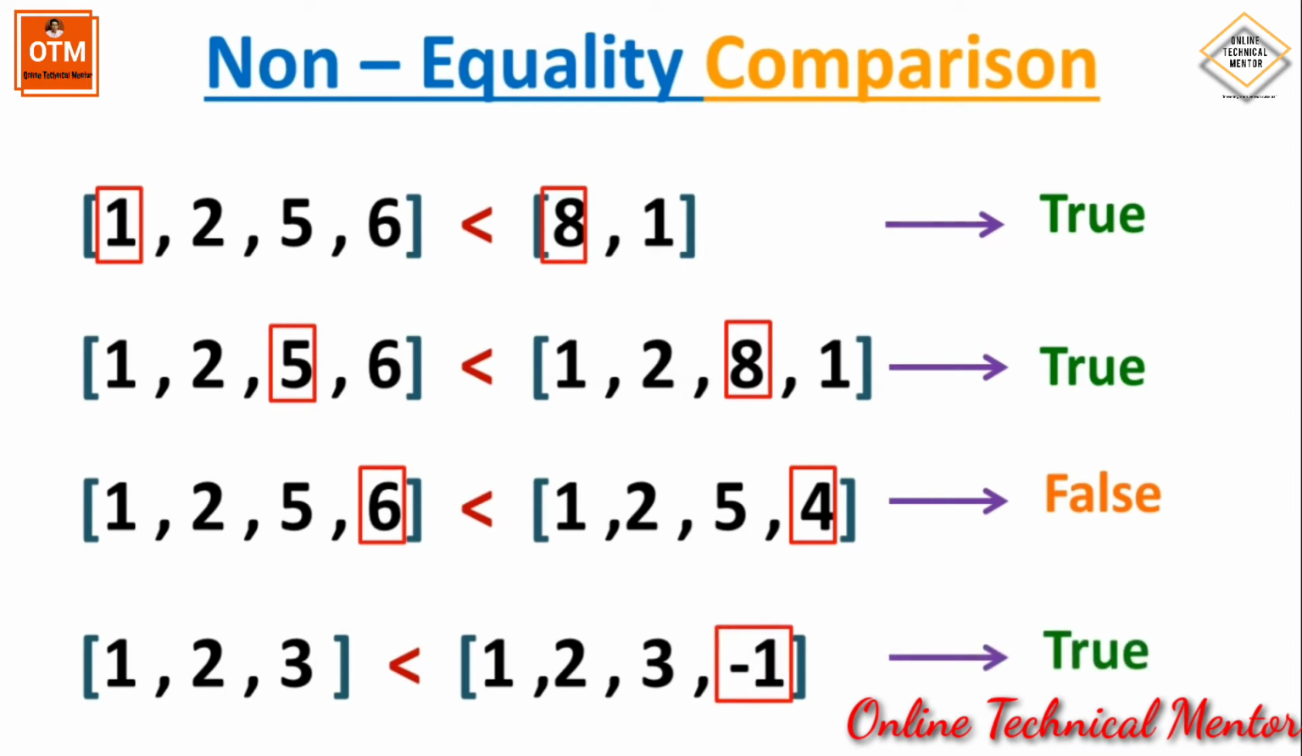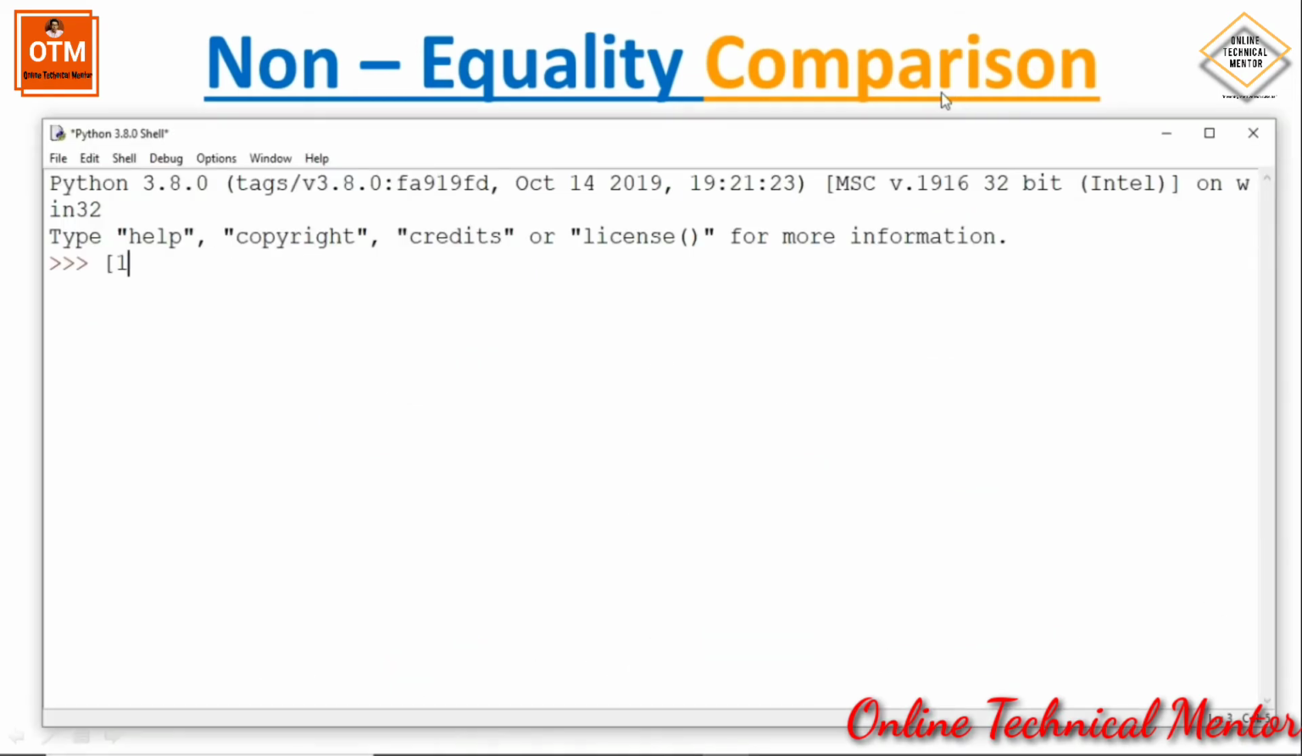Nothing means nothing. It can't be greater than or equal to any value. So it will always remain less than the given value, whatever it is. It's negative, positive, zero, whatever it is. Let me show you more about the last example. If I write 1, 2, 3 less than 1, 2, 3, -1, it is returning true.